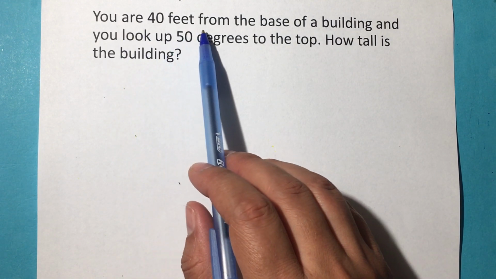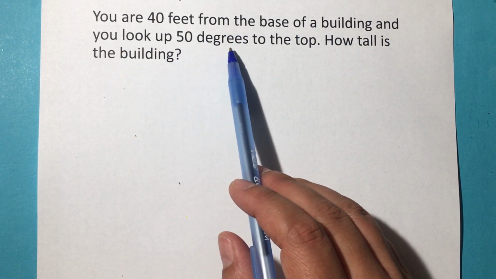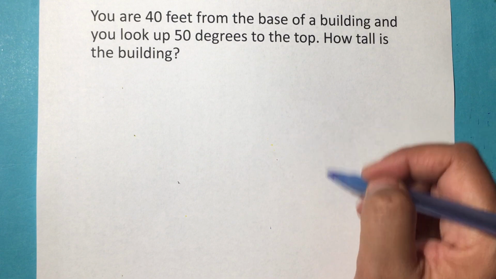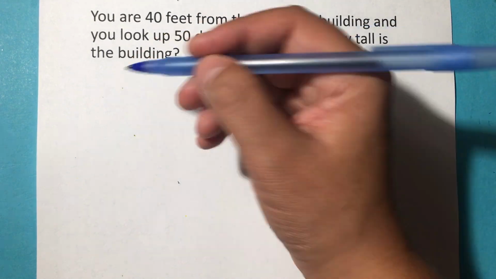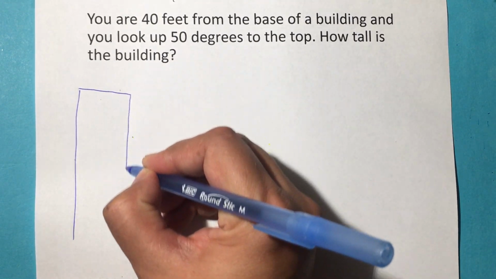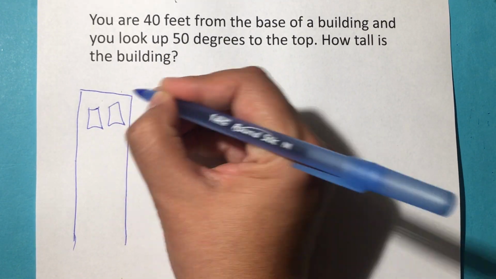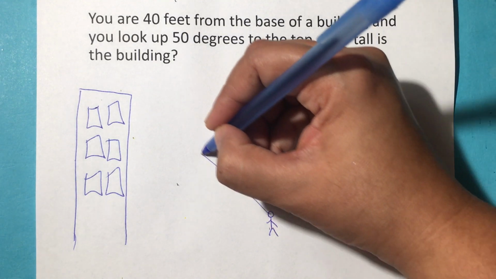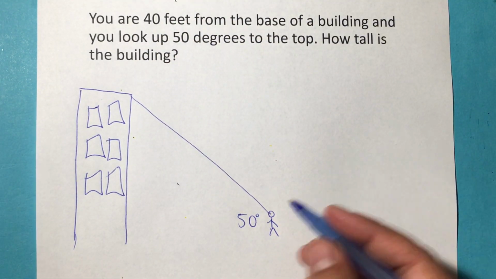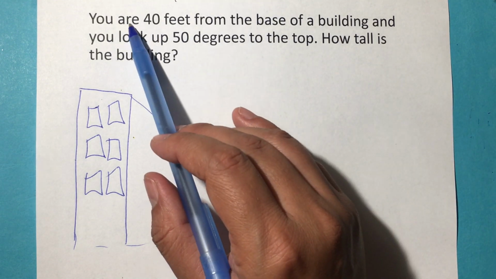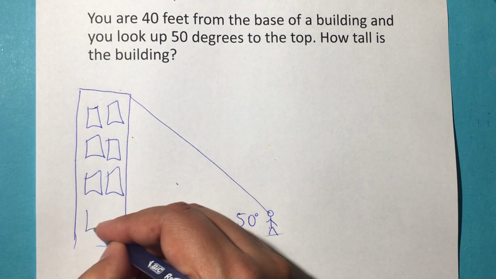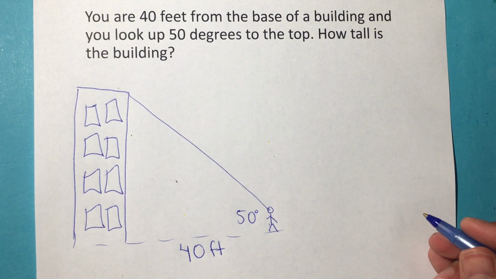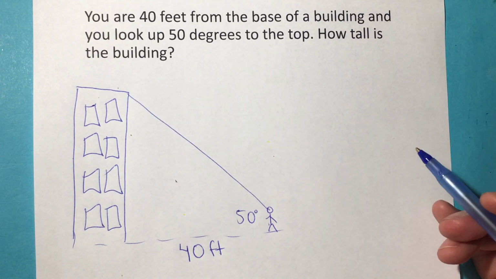Last example, it says you are 40 feet from the base of a building and you look up 50 degrees to the top. How tall is the building? You can draw your building on the left or the right, and you draw the angle this way or this way. It doesn't really matter. Let me draw it on this side since we've been doing the drawing on the right. Okay, you have a building and you're looking up at it at a 50 degree angle. It's also telling us that you're 40 feet from the base of the building. So you're 40 feet away from there.